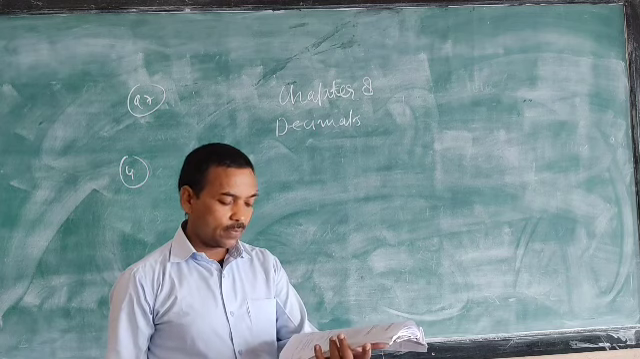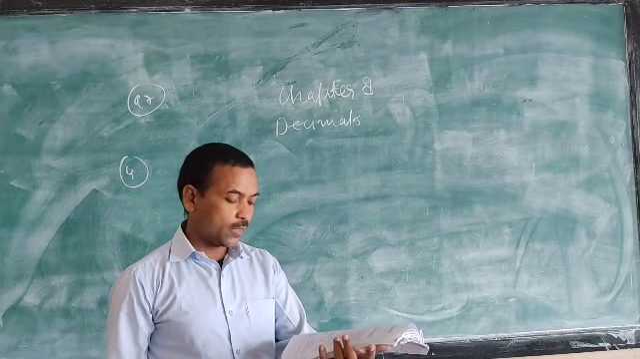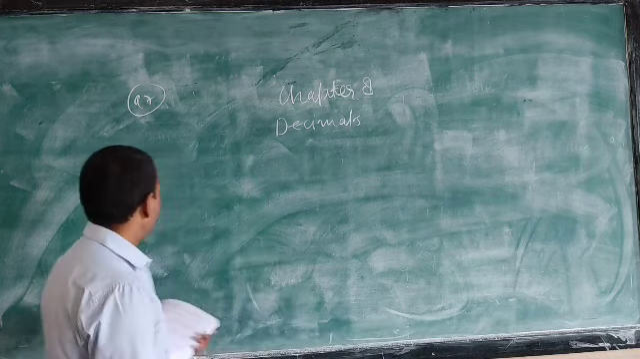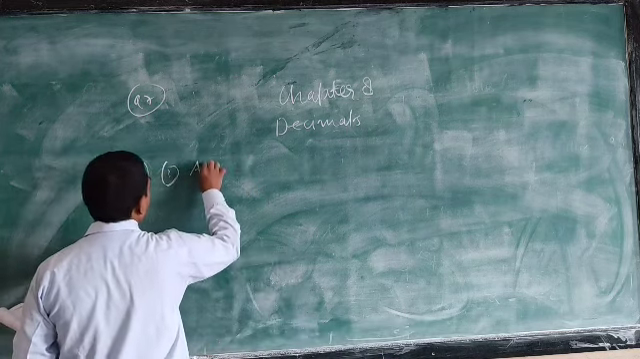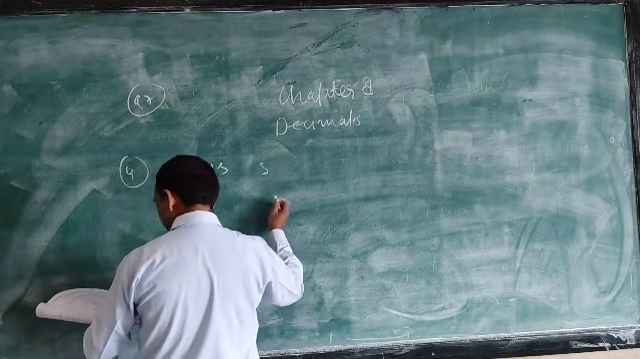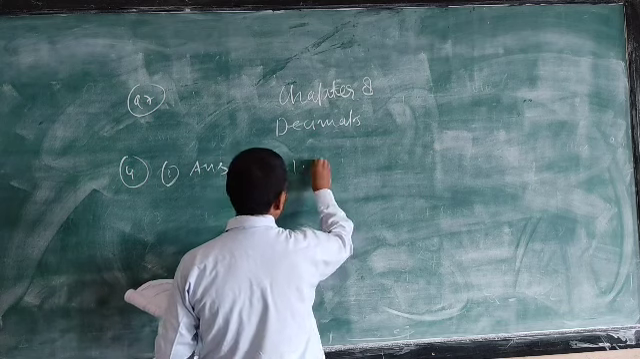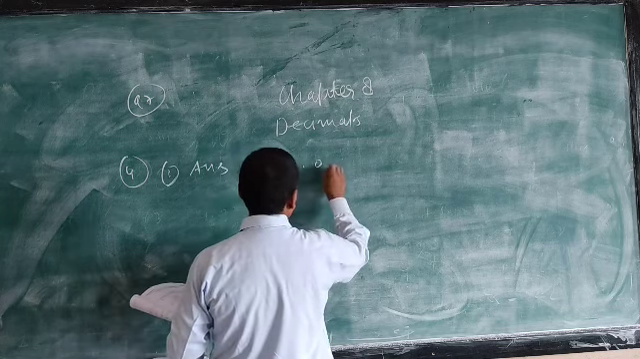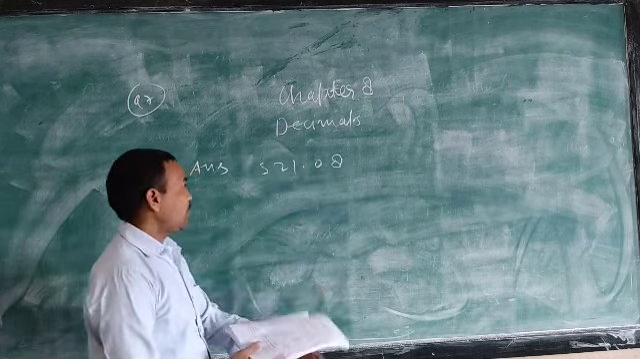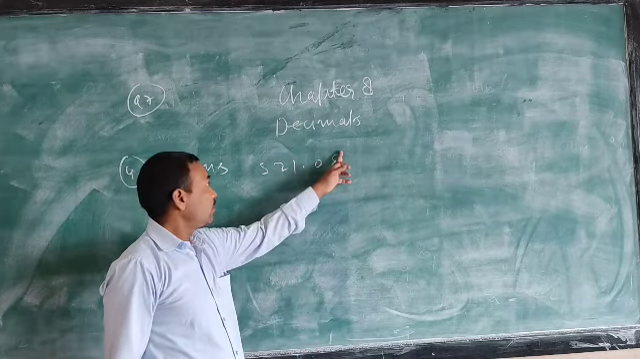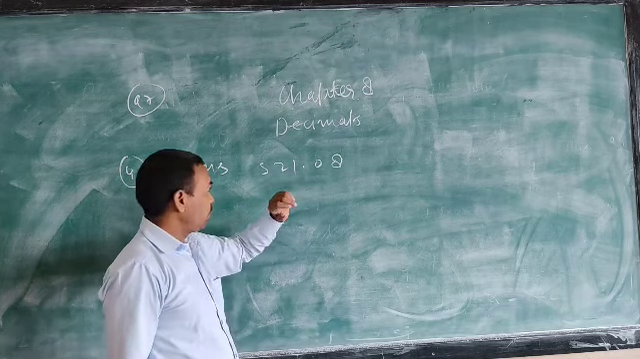The tenths place is 0 and the hundredths place is 8. That is, the first decimal place is 0 and the second decimal place is 8. So the answer to the first one is 521.08. Hundredths means the second decimal place. What is the second decimal place? The place after the point, the second number, is known as the second decimal place.